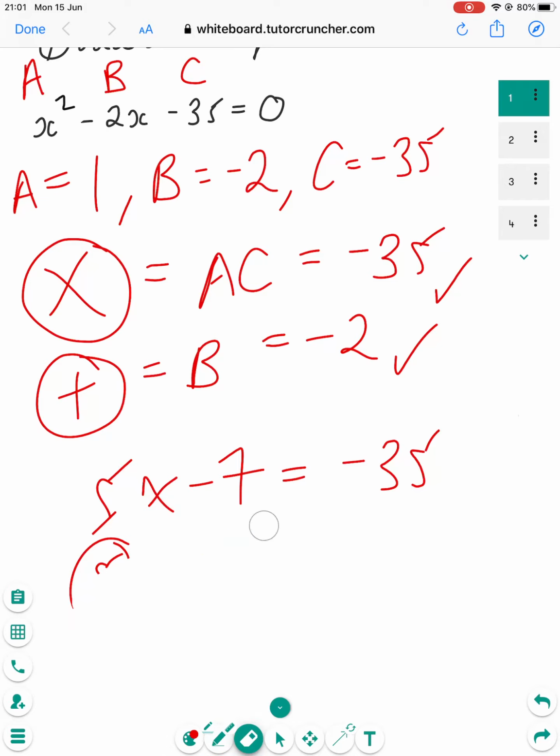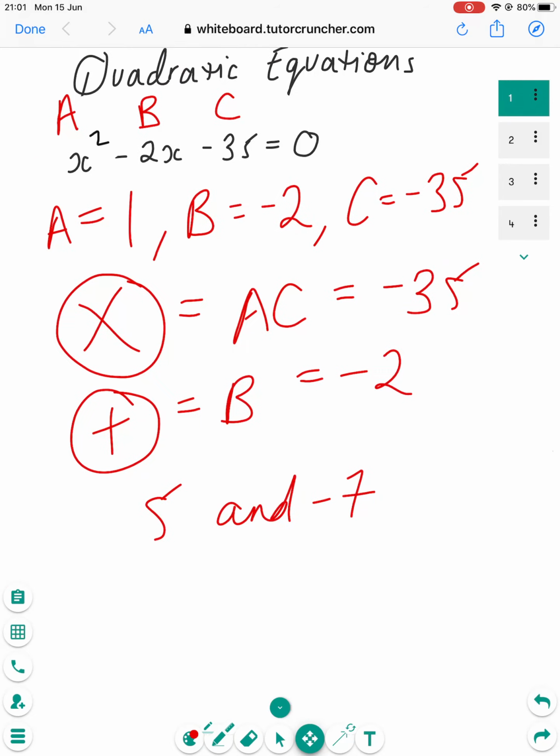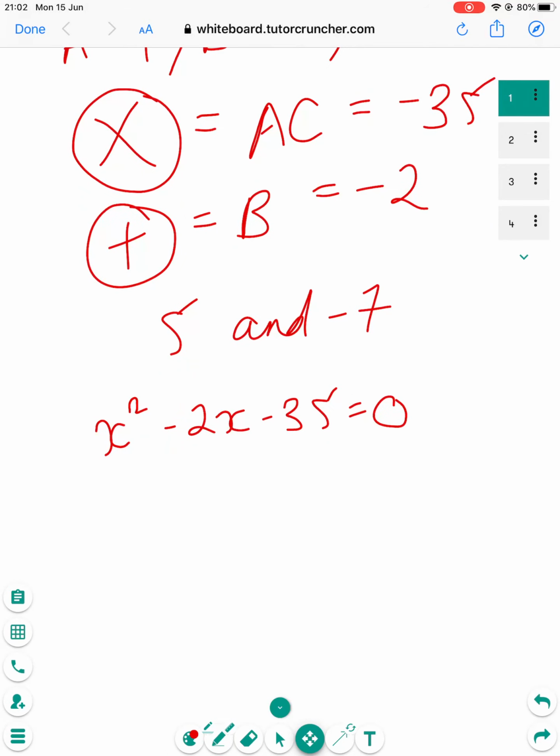I'm just going to neaten this up so we don't get too messy. We've got our two numbers, which, as we said, were 5 and minus 7. Now, the next thing we want to do is write out our original equation again, but in a different form. The original equation was x squared minus 2x minus 35 equals 0. What we're now going to do is rewrite this minus 2 bit, and incorporate those two numbers that we just found, the 5 and minus 7.